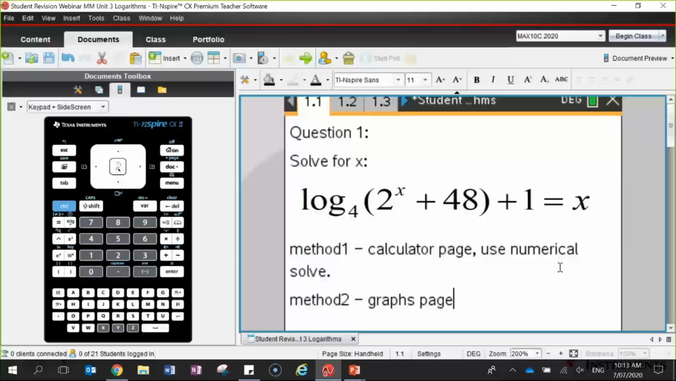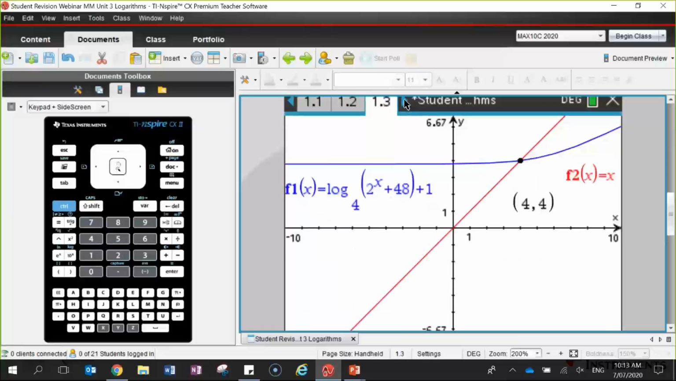That's my question 1. Any pages I added after that were linked with that, so this is also referred to as problem 1. If I was in a test and doing this question, I'd have opened up my calculator, decided whether I was using the calculator screen or the graph screen, and solved that question. What I then recommend you do is add in a new page to start the next question.